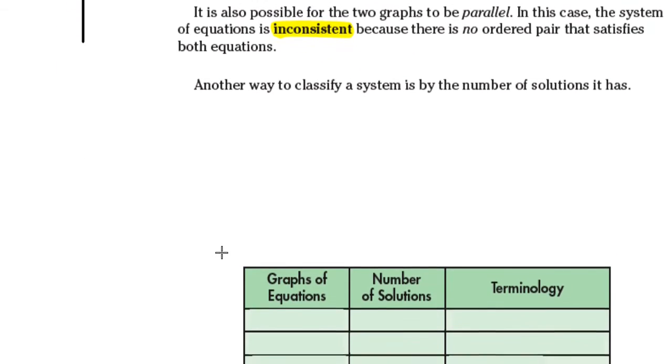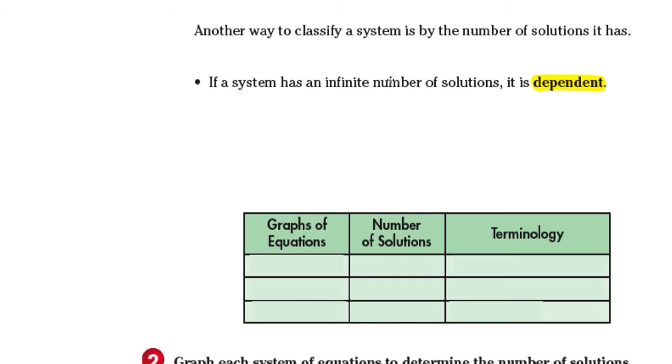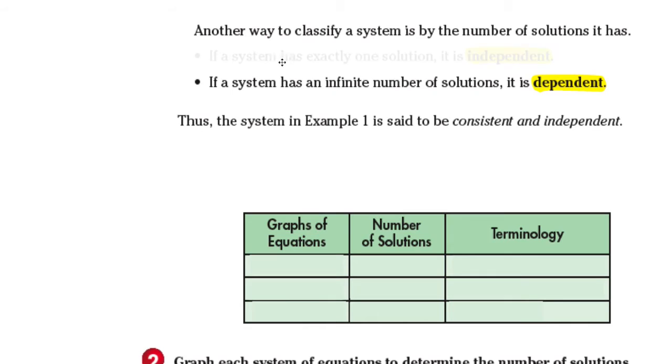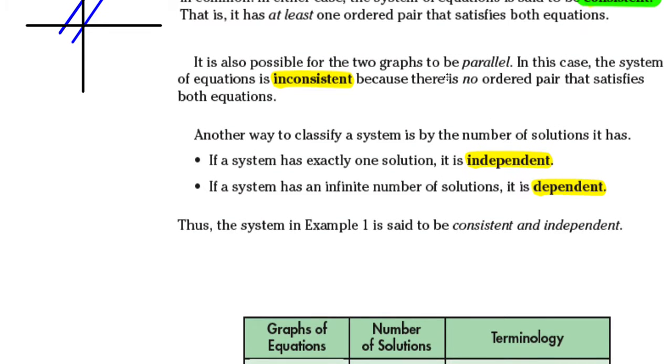Another way to classify a system of equations is by the number of solutions that it has. For example, if a system has an infinite number of solutions, it is dependent. And if a system has only one solution, it is called independent. Independent and dependent systems are only consistent systems. They cannot be inconsistent, because inconsistent systems have no ordered pair that satisfies both equations.